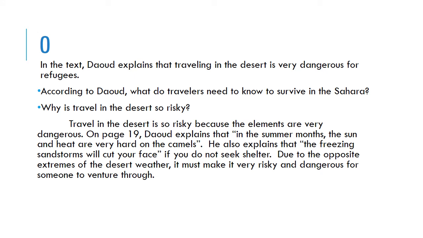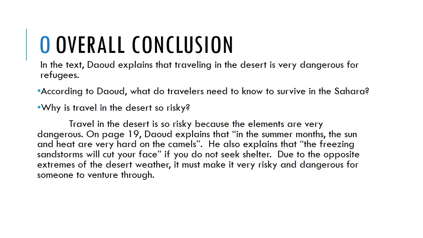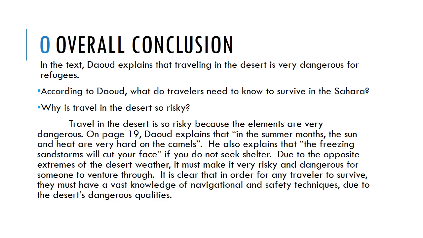Do you remember what O stands for? Overall conclusion. Now, in order to do an overall conclusion, you need to look at both bullet points. So I've provided them for you here. But notice the paragraph we're dealing with is the second paragraph. Your overall conclusion goes in your second paragraph, but deals with both bullets. Here's what I came up with. It is clear that in order for any traveler to survive, they must have a vast knowledge of navigational and safety techniques due to the desert's dangerous qualities.